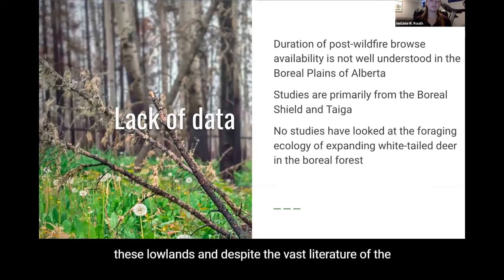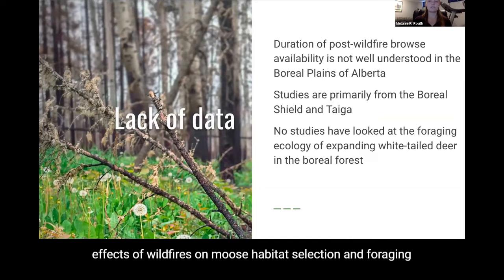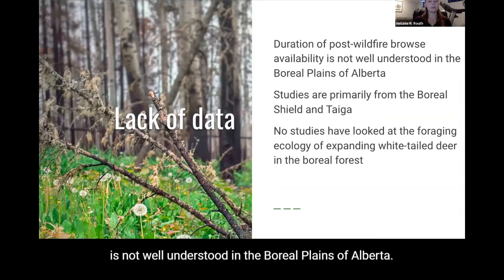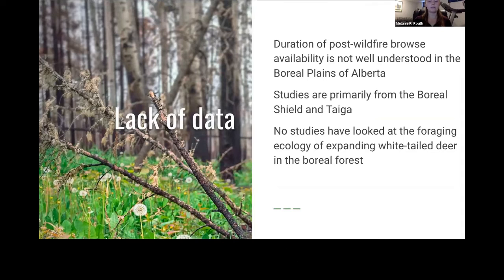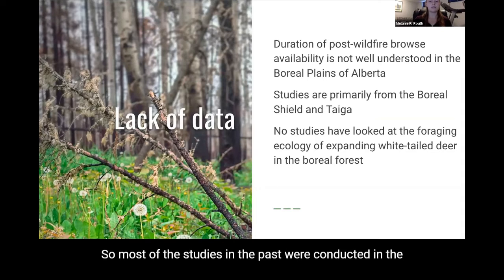And despite the vast literature on the effects of wildfires on moose habitat selection and foraging ecology, the duration of post-wildfire browse availability is not well understood in the Boreal Plains of Alberta. So most of the studies in the past were conducted in the Boreal Shield and Taiga, where vegetation communities are structurally different. And also no studies to this date have really looked into the foraging ecology of expanding white-tailed deer in the boreal forests.